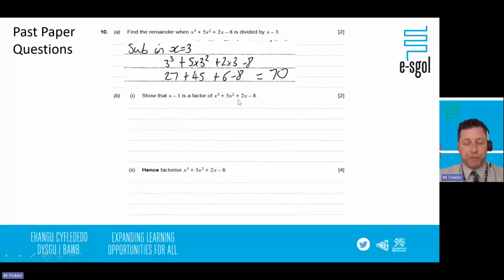B.1, show that x minus 1 is a factor. I'll give you 30 seconds. Substitute in a number. Hopefully you know what number you're trying to get now to show it's a factor.